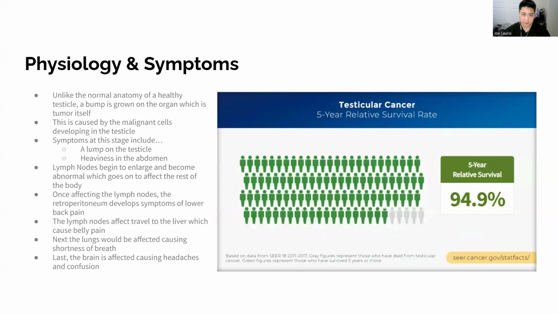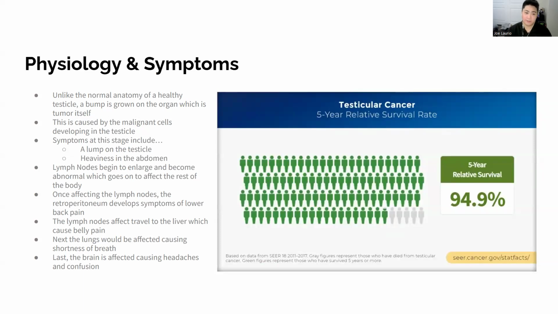The physiology and the symptoms. So, unlike the normal anatomy of a healthy testicle, there is a bump grown on the organ, which is the tumor itself, kind of similar to how it is in breast cancer, where you might feel a little bit of a bump on the breast. It's going to be the same on that testicle. It is caused by the malignant cells developing in the testicle.